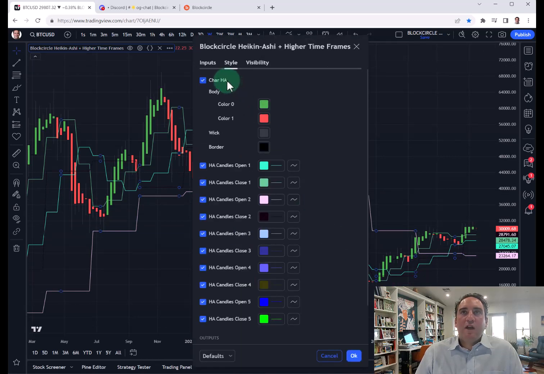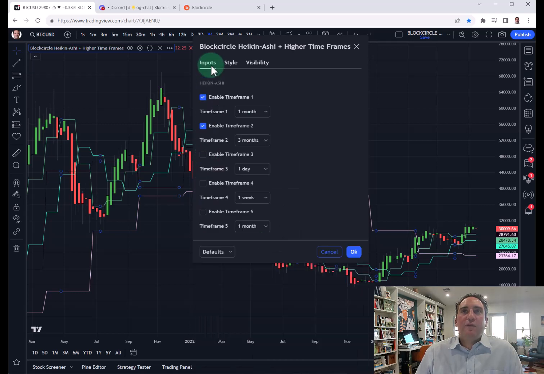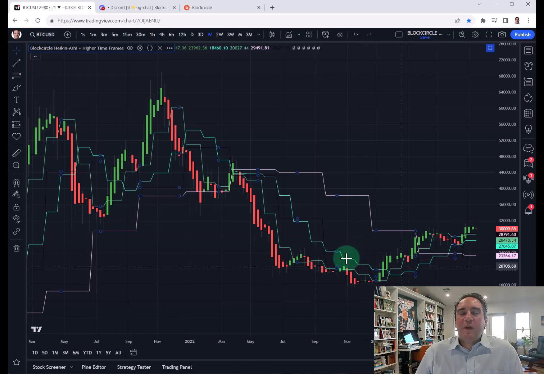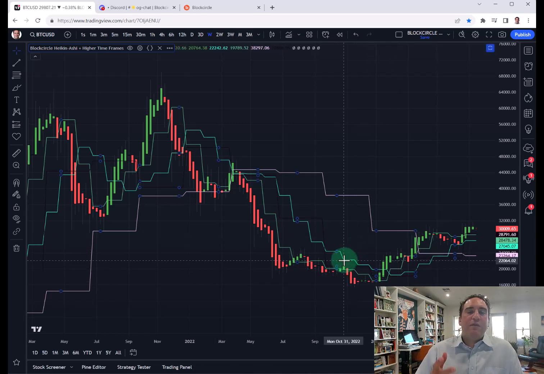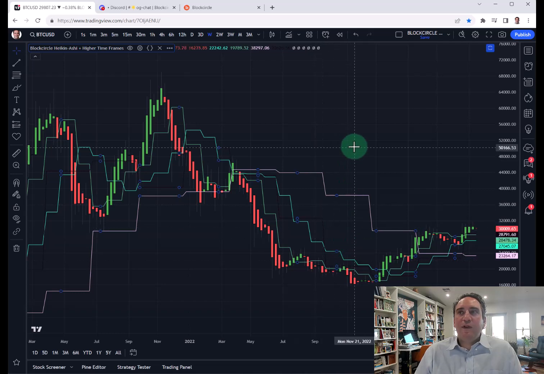So the chart Heikin-Ashi is in green and red, of course, the traditional candle colors. And then you have the Heikin-Ashi candle open 1, the Heikin-Ashi candle close 1, candle open 2, candle close 2, and those are for the higher time frame 1 and higher time frame 2. What this allows you to see in one single unified view is the overall trend of this asset as displayed in Heikin-Ashi across multiple time frames. So hopefully you find that helpful.